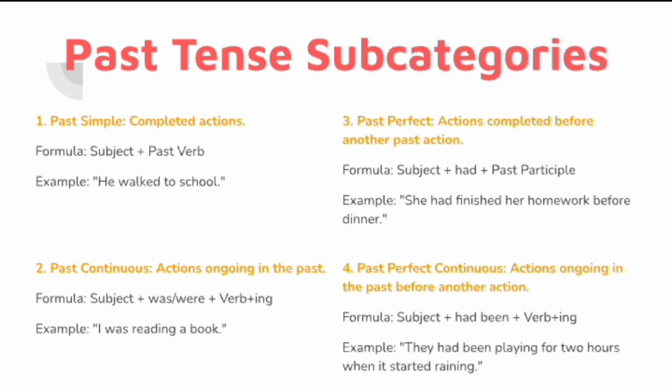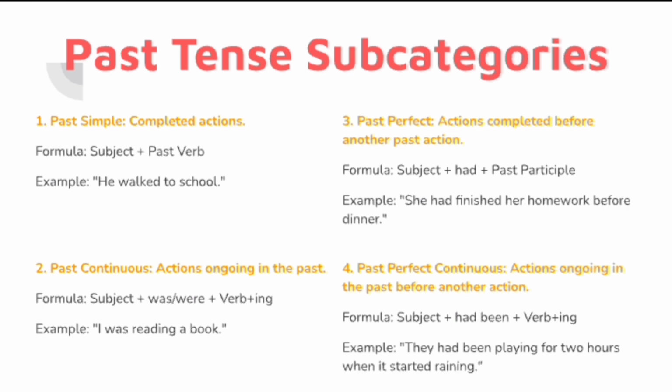Number 1, past simple. This is used for actions that are completely finished in the past. The formula is subject plus past verb. For example, he walked to school. This tells us the action is done and dusted.